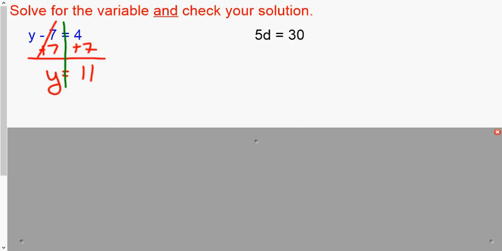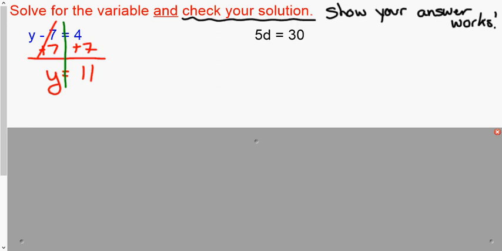Now, check. This is something you probably haven't had to do much of. You need to show your answer works. All right, so when we go to check, you can do it below, you can do it beside. Typically what I will do is I will draw a dashed line to show this is a separate part of the problem. And you're going to take your answer, plug it back in. So is 11 minus 7 equal to 4? It sure is. It checks.